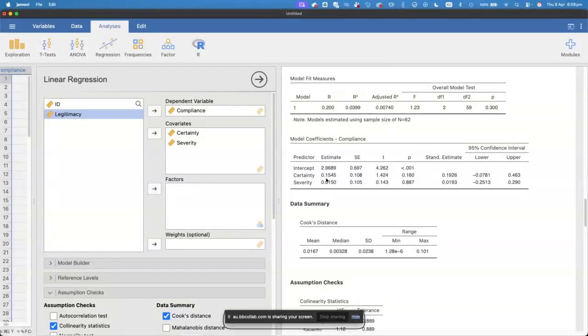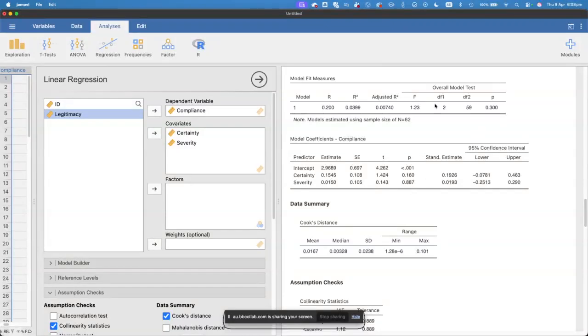And then we have our estimates, right? So this estimate is telling us a few things. First, for every 1 unit increase in certainty, there's a 0.15 increase in compliance. So as certainty increases, compliance increases. Specifically, every 1 unit increase in certainty, there's this much increase in compliance. So that's how you read these numbers in the estimate. Again, here, for every 1 unit increase in severity, there's a 0.015 increase in compliance. So that's the key takeaways there.